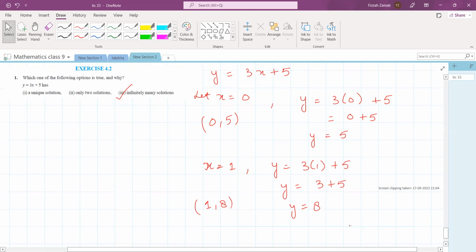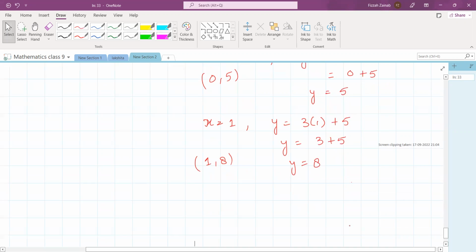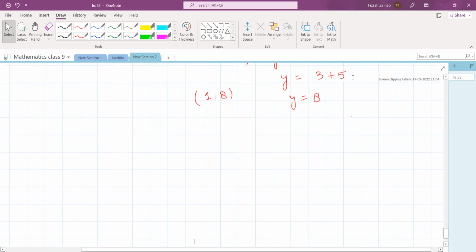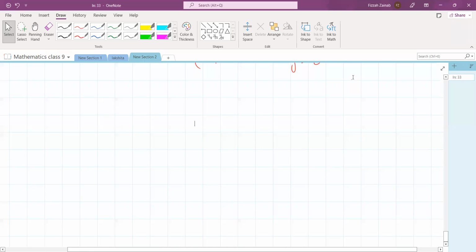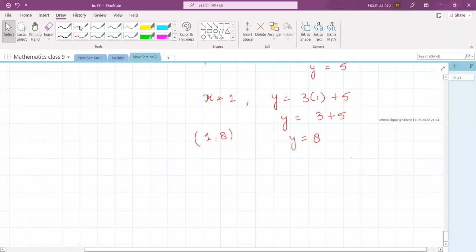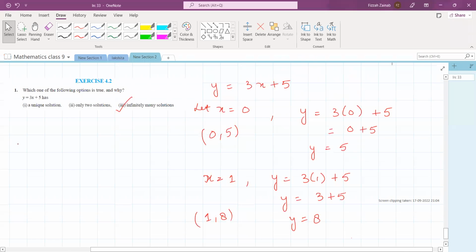You can show 2, 3 more if you wish. I think more than 2 you have to show. Why? Because it is given that only 2 solutions. So 2 you are getting, right? So let's show one more at least.